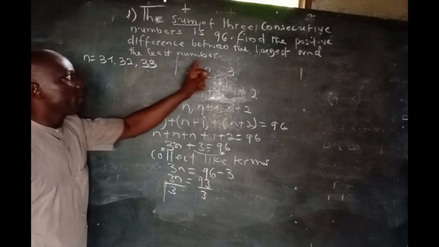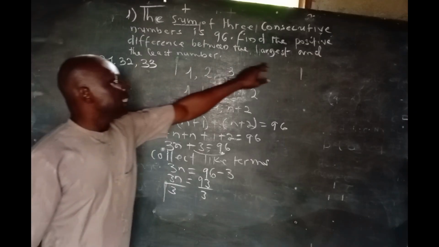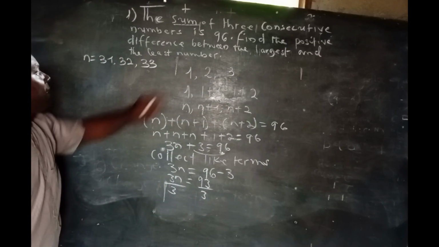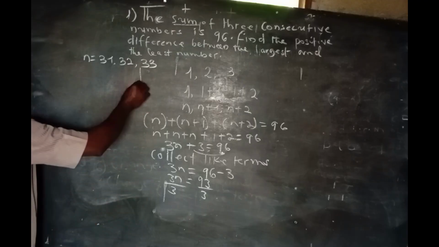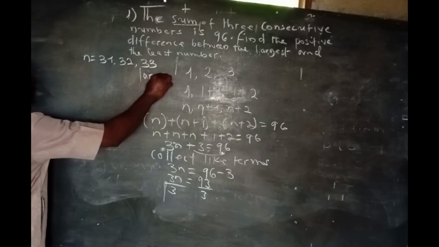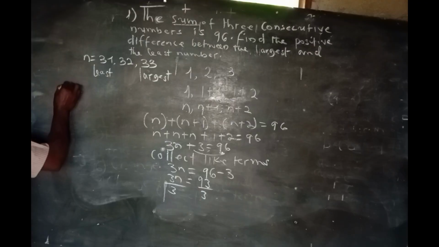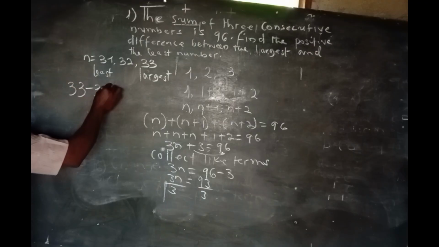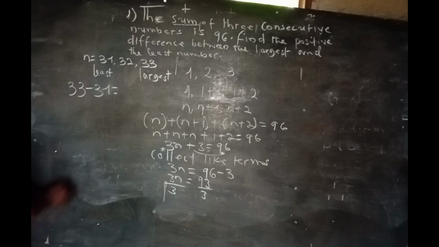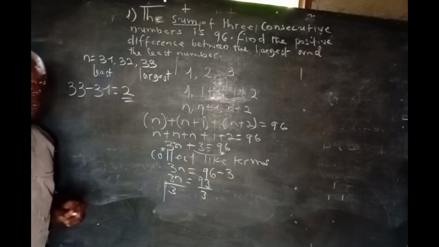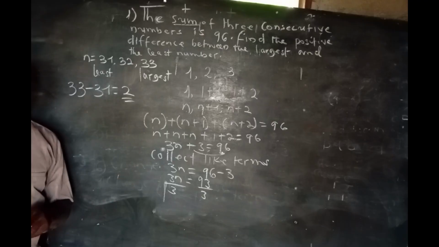The question says we should find the positive difference between the largest and the least. So the largest of them is what? 33. This is the least number of them. The least among them is this, 31. So the positive difference will be 33 minus 31, and that gives what? 2. So the positive difference is 2. That is how to resolve the word problem leading to linear equations.